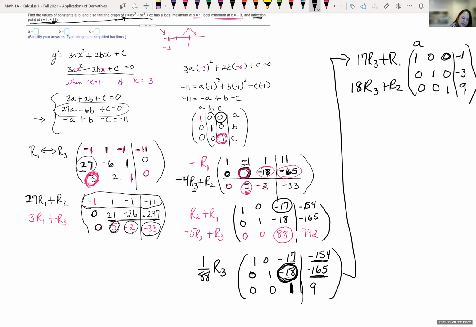This column was my A, this column was my B, this column was my C. So I know that A is equal to -1, because this is saying 1A plus 0B plus 0C equals -1. I have B is equal to -3, and I have C is equal to 9.